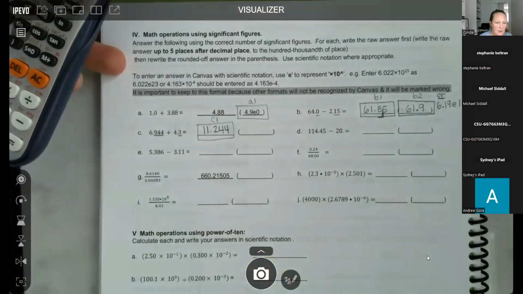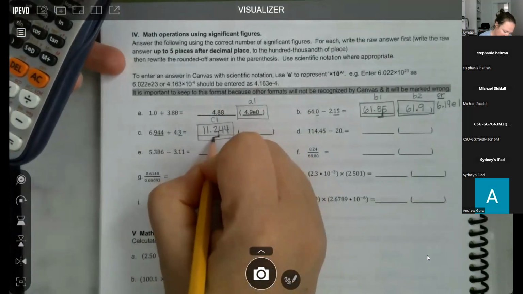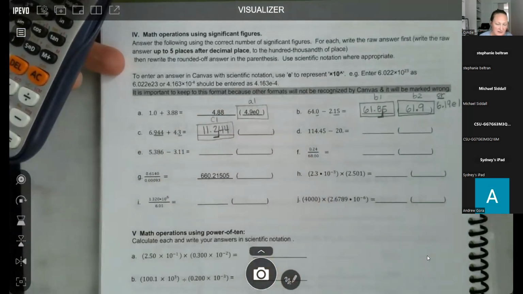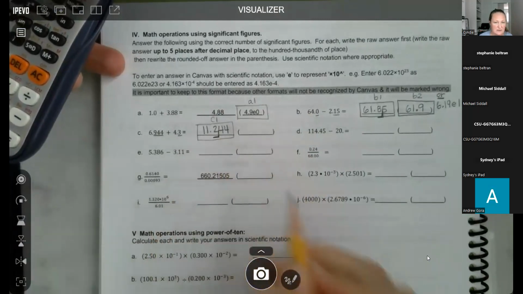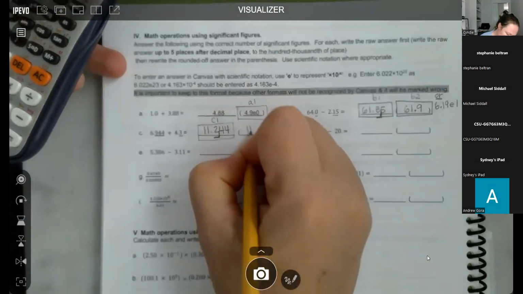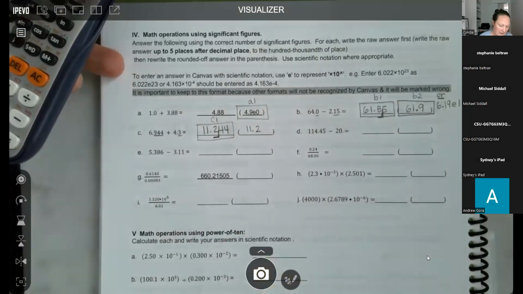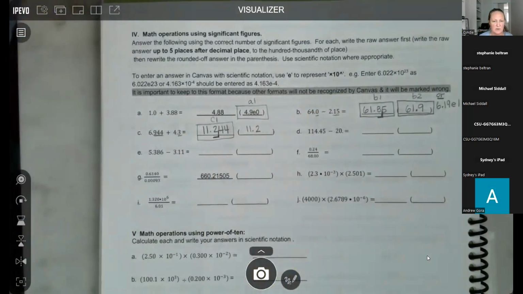Now I know I can only do 1 place past the decimal, so anything past the 2 is not significant. I have a 4, so I don't need to round up. The 2 stays as a 2; it rounds down. So I could put in the number 11.2, or I could convert it to scientific notation and put 1.12 e to the 1.